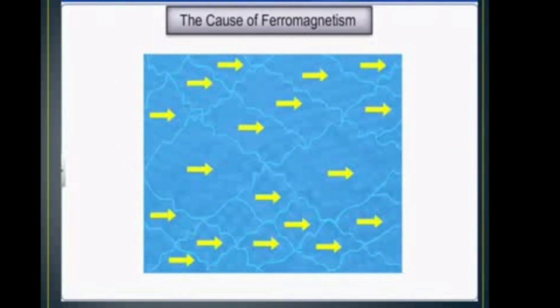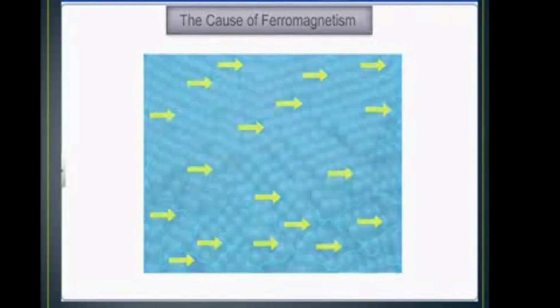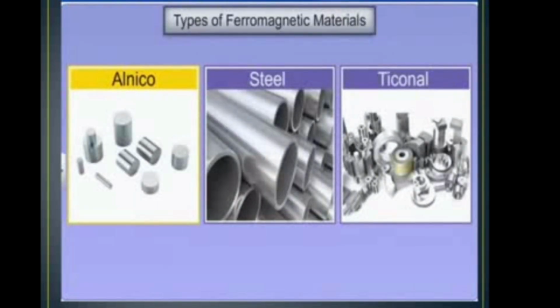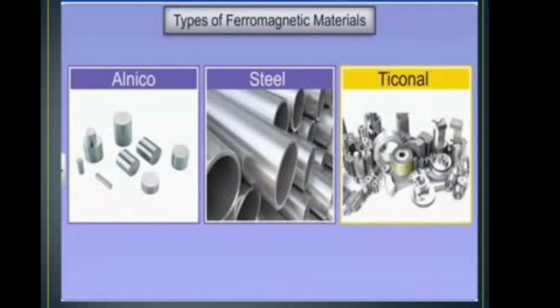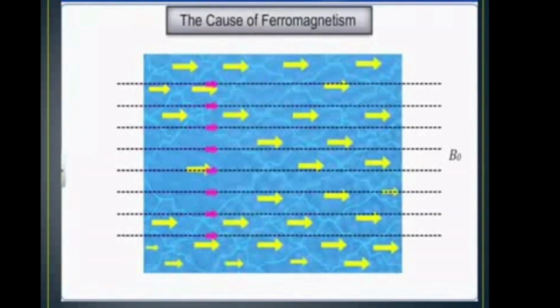So it is called ferromagnetic material. Right? See how it is arranged. After removing the magnetic field also, it remains in the same direction. So this is a hard ferromagnetic material, because it retains its magnetization. These are used to make permanent magnetic materials: alnico, steel, trigonal. These are the materials used to make permanent magnets.